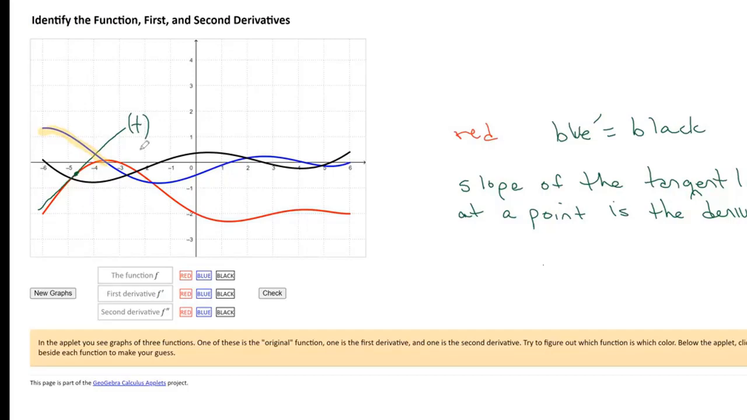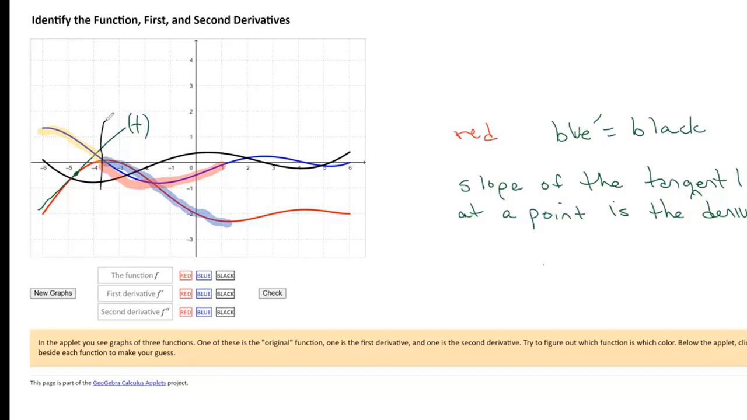And then red starts decreasing. From here to here, the slope of any tangent line would be negative. And notice that the blue line is negative from, let's see, from here, sorry, to here. That's where the blue line is negative. It's below the x-axis. Does that match up with my function? Yes, those are the exact places I expected them to be.